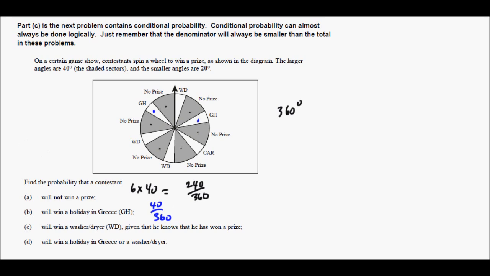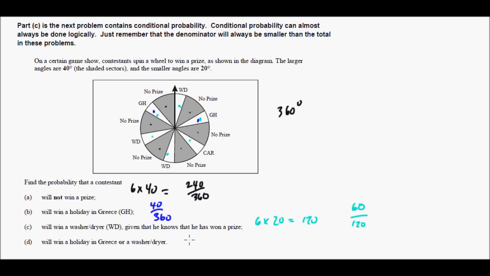Okay, now here's conditional probability on the next one. It says we'll win a washer dryer, given that he's won a prize. Well, how many prizes do we have here? We have 1, 2, 3, 4, 5, 6. So our denominator is 6 times 20, which is 120. So that's going to be on the bottom. Now, which of those are washer dryers? There's 1, 2, 3. So it's going to be 3 times 20, which would be 60 out of 120. And you're good to go on that.